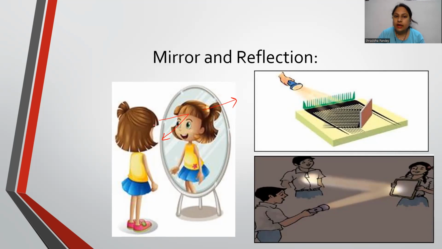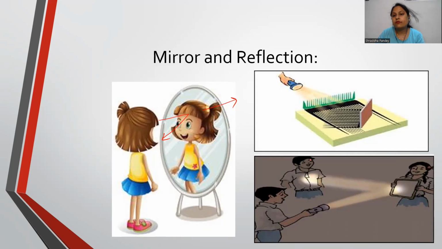And this light travels straight. We have just now learned that light travels in a straight line. So you are able to see the reflection, because that light is again incident on your eyes, and you are able to see the reflection.